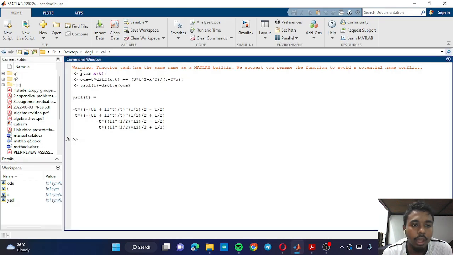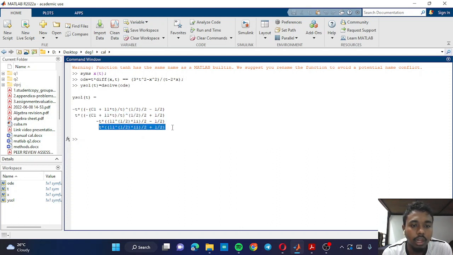Alright, so for the simulate, I use syms variable x in terms of variable t, ODE equal t times differential x in terms of variable t equal to bracket 3 times t to the power of 2 minus x to the power of 2 under bracket divide t minus 2 times x, and then dsolve the ODE, and I get the answer for this. Alright, this is the answer.